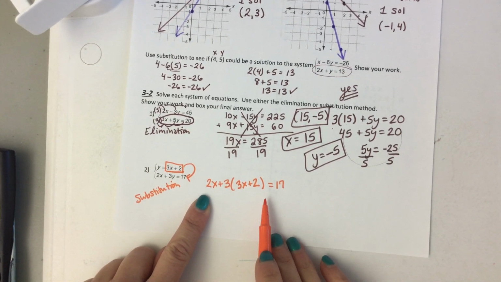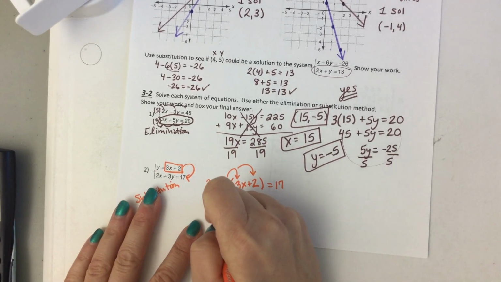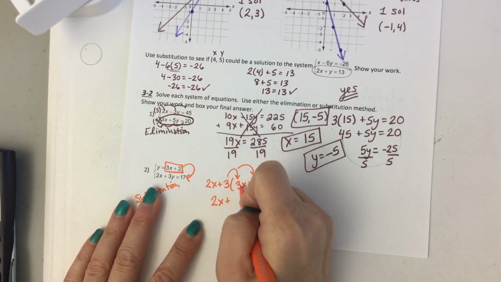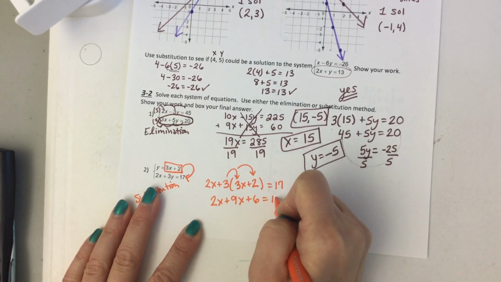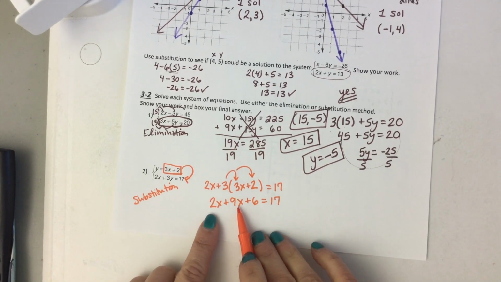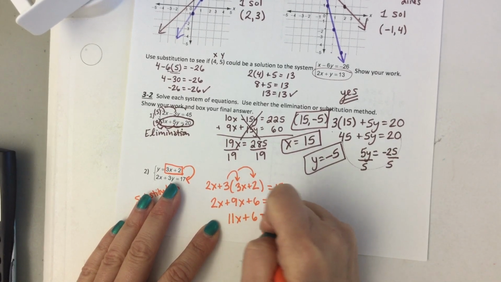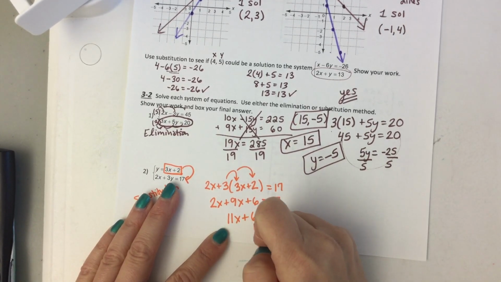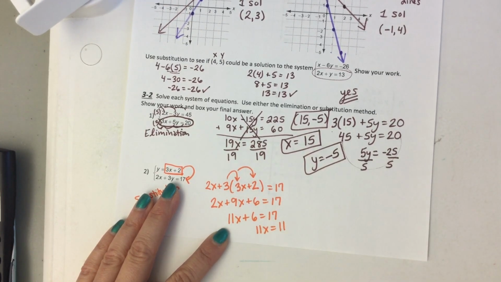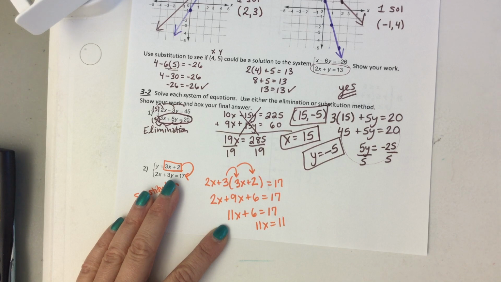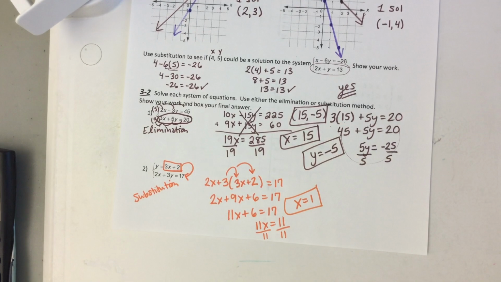Now this is just a multi-step equation. I can cancel the parentheses by distributing. 2x plus 3 times 3x is 9x, 3 times 2 is 6, equals 17. I can combine like terms. 2x plus 9x makes 11x, plus 6 equals 17. If I subtract 6 from the other side, 17 minus 6 is 11. So now my equation is 11x equals 11. If I divide both sides by 11, 11 goes into 11 one time, so x equals 1.